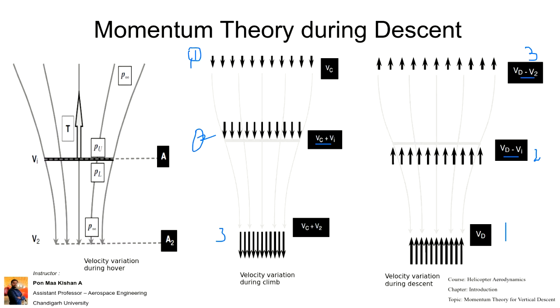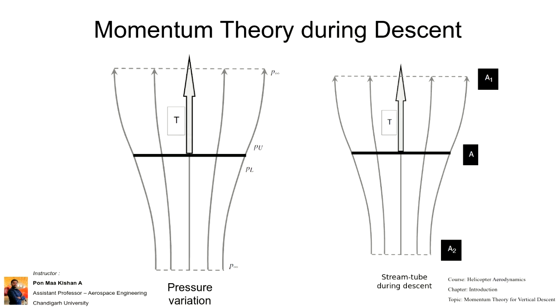The same will be applicable at the third section also, the exit section. So VD minus V2. Okay. Here V2 is the exit velocity, right? So it will be added with climb, whereas here it is subtracted with respect to the velocity. So this is the velocity variation for climb and descent. I hope you understood that. If you have any doubt, we can discuss at the end of the session.